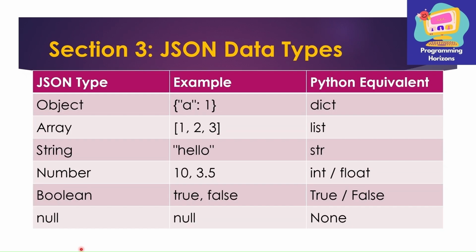JSON supports a fixed set of data types as shown in the table. Here are the examples of these data types and their Python equivalent. The two most common data types in JSON are objects represented using curly braces, which is equivalent to Python dictionaries, and arrays represented using square brackets, equivalent to Python lists.